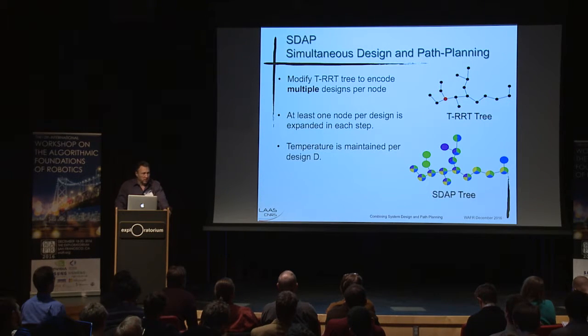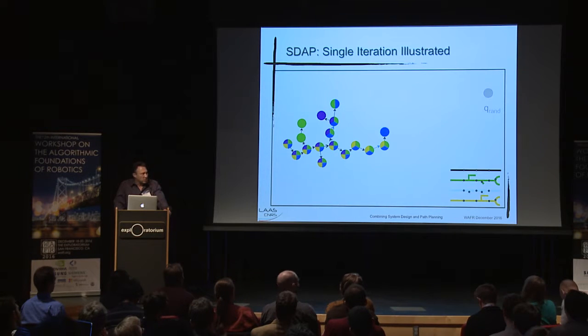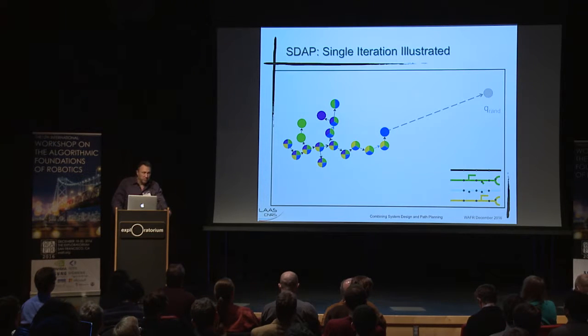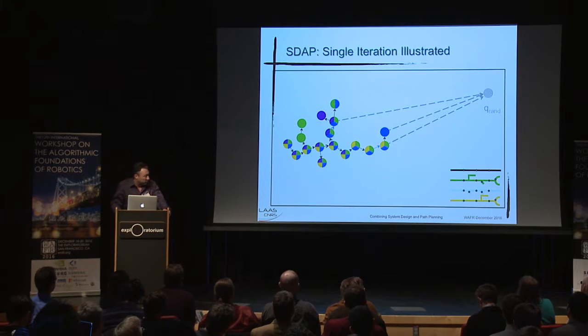So let me walk you through how an iteration of this new algorithm would work. Given the search tree that I've got here, we generate a random node known as QRand, and we locate the nearest node in our search tree to QRand. Now, normally in TRRT, that's all we would need to do. But in our setting, we need to actually try to cover the design space. So what we do is we locate the nearest neighbors that cover all the potential designs. And in this case, it takes 3 of them to do that.